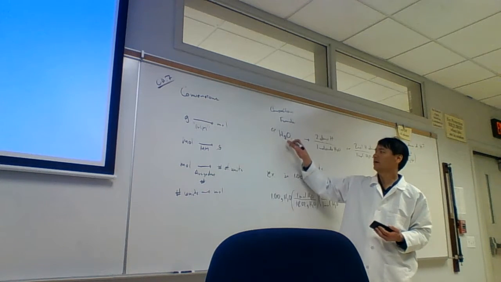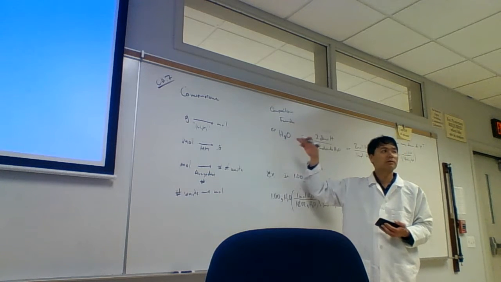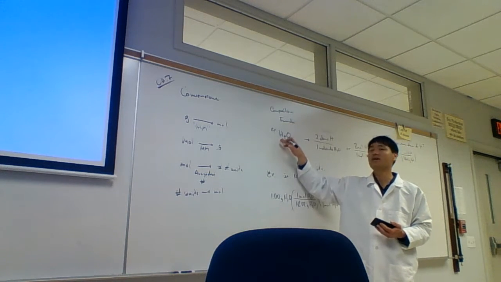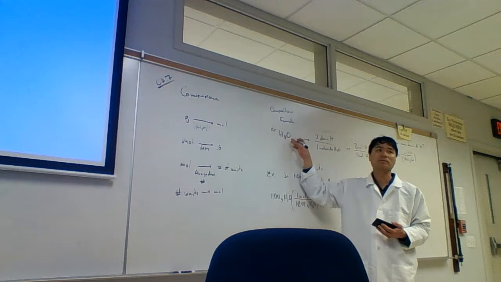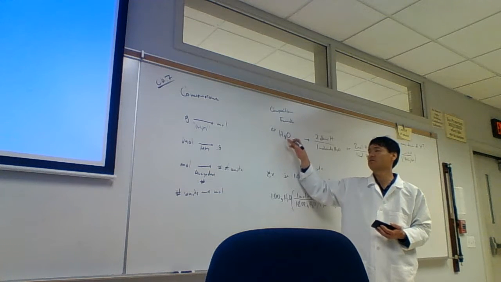Chemical formulas like this are not written as mass ratios. For example, this is not 2 grams of hydrogen for every 1 gram of oxygen. Chemical formulas like this are written as atom ratios. And so, 2 atoms of hydrogen for every 1 atom of oxygen.